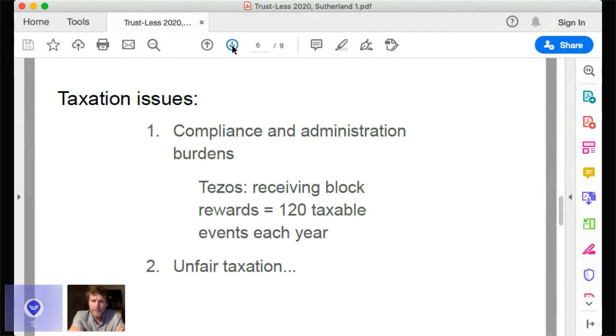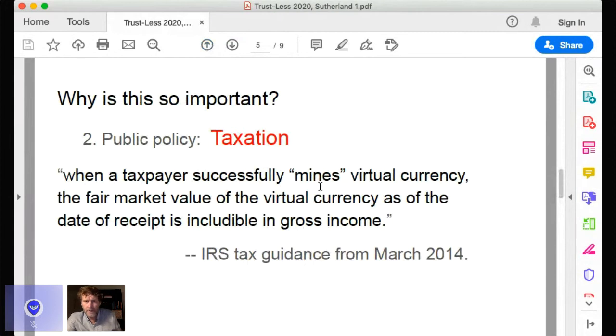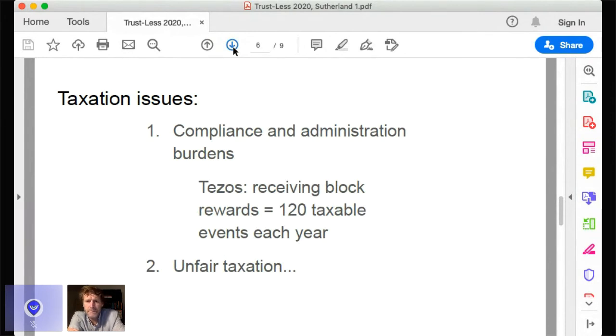Let me go back to that language there. So the fair market value of the virtual currency as of the date of receipt would be included in income. What that means is that block rewards, when issued or received by the validator, are income at the value on the date that they're received. Now, the first thing that this raises are some compliance and administrative burdens, which are not negligible. So, keeping with the example of Tezos and the distribution at the end of cycles, this would mean that there would be approximately 120 taxable events each year when those rewards are released into the custody of those validators.